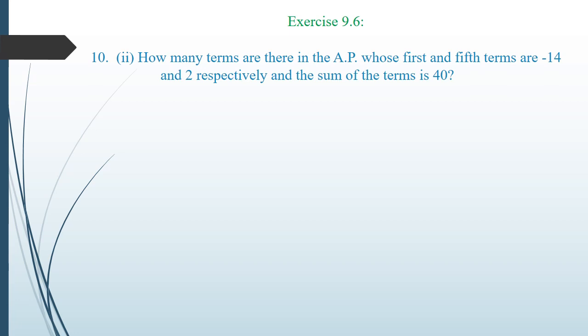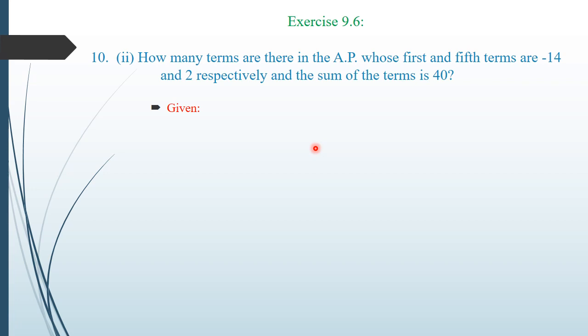The next sub question of question number 10 is, how many terms are there in the AP whose first and fifth terms are minus 14 and 2 respectively, and the sum of the terms is 40. He has mentioned that the sum of a certain number of terms is 40, and additionally he has given some information that the first term is minus 14 and the fifth term is 2. Let us see how we can proceed with this problem.